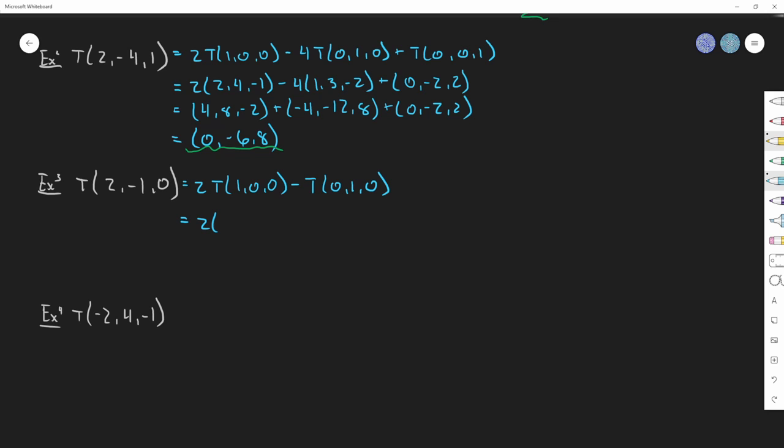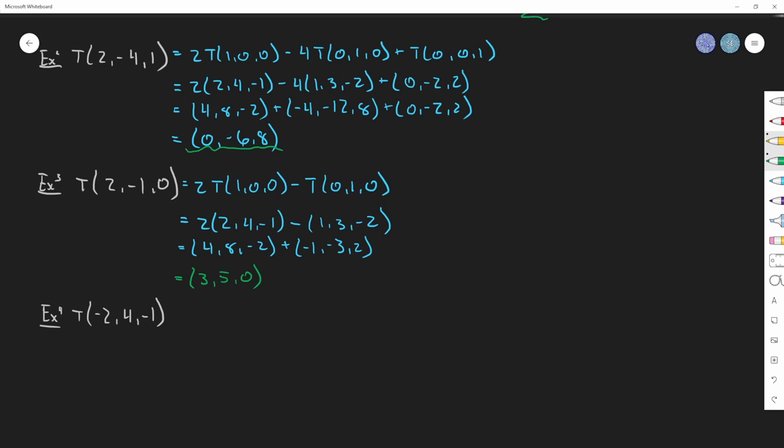So now again, we're going to substitute what our function yields. So it'll be (2, 4, -1) and then minus (1, 3, -2). Distribute: (4, 8, -2) plus (-1, -3, 2). And then this would be 4 minus 1 is 3, 8 minus 3 is 5, and then 2 minus 2 is 0. So that is our third one.